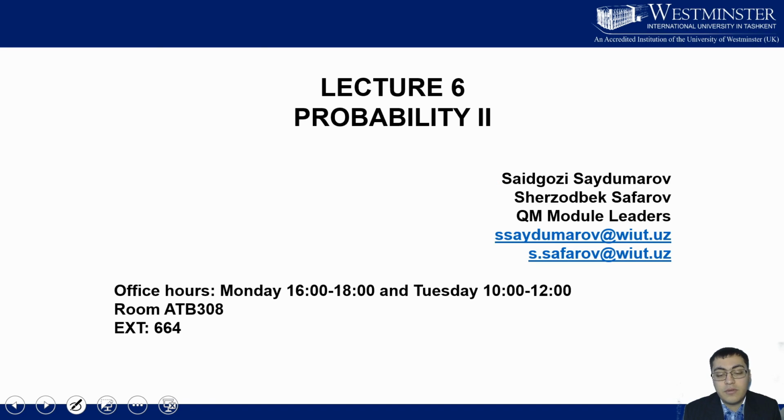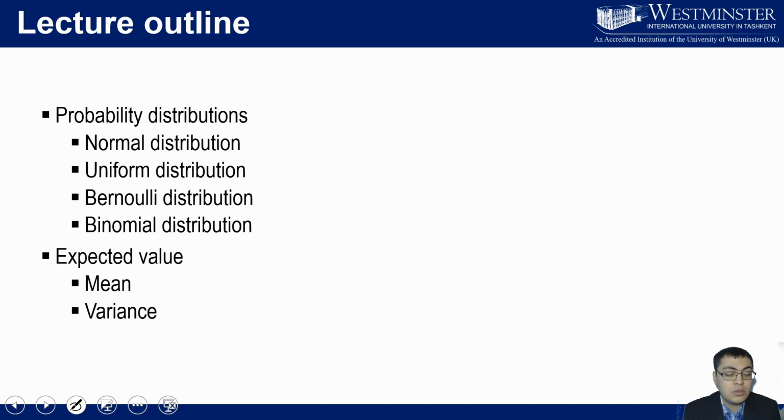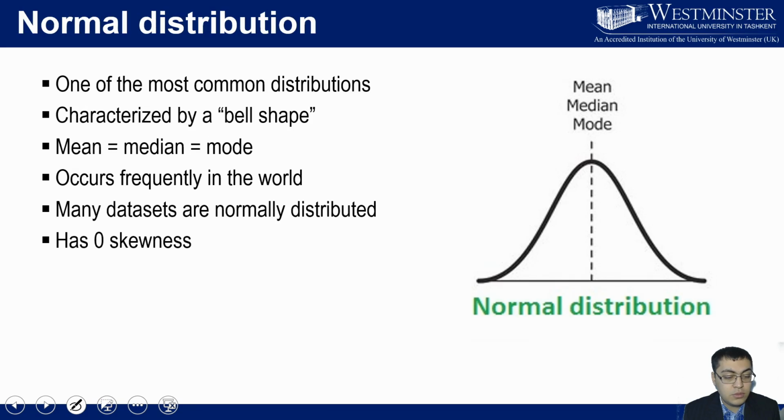And the topic for this week is a continuation of probability from the last teaching week that we had. And namely, we're going to talk about probability distributions, specifically these four distributions that we have. And we're also going to be talking about expected value within the context of these probability distributions.